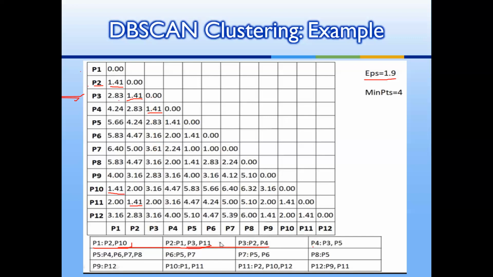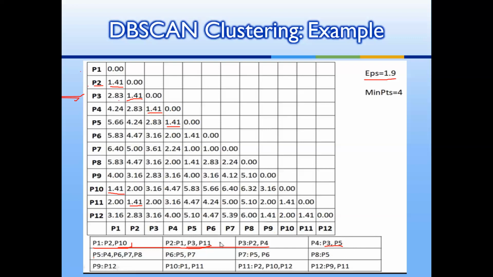Then check for P4. For P4, if we check horizontally, we only get P3 as a close neighbor. Then vertically, we find P5 is the neighbor for P4. So only P5 is the neighbor here, right? So again for P4, we have obtained these neighbors, P3 and P5, within the radius of 1.9.